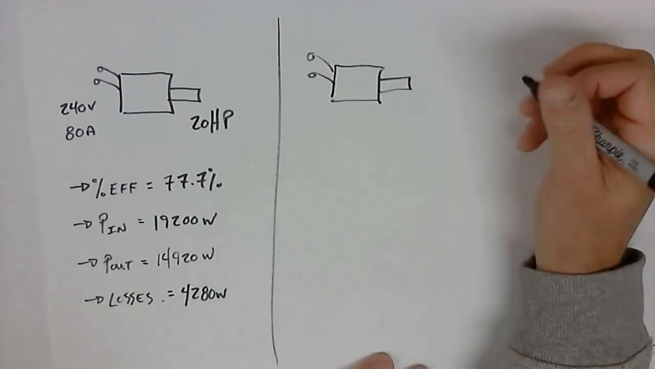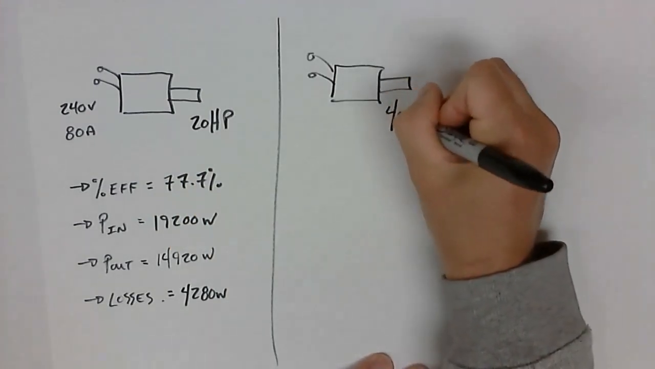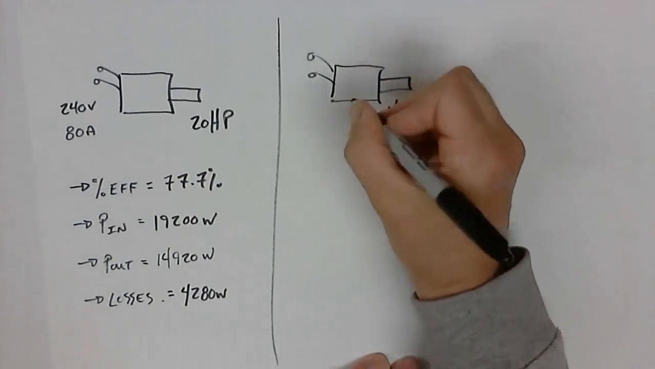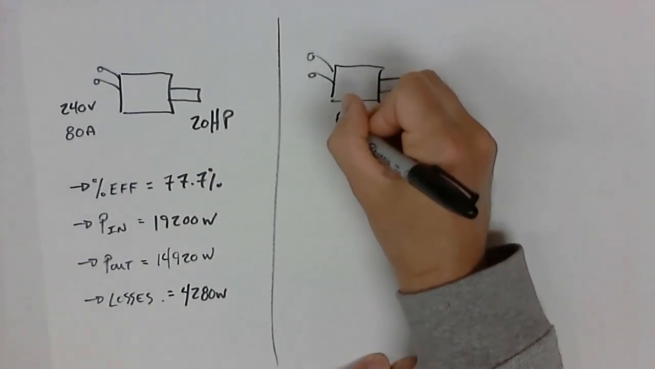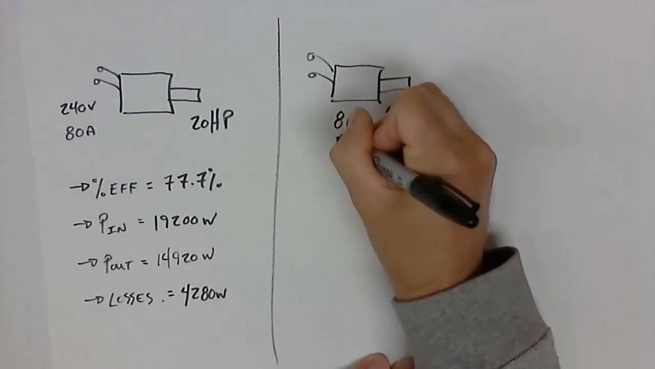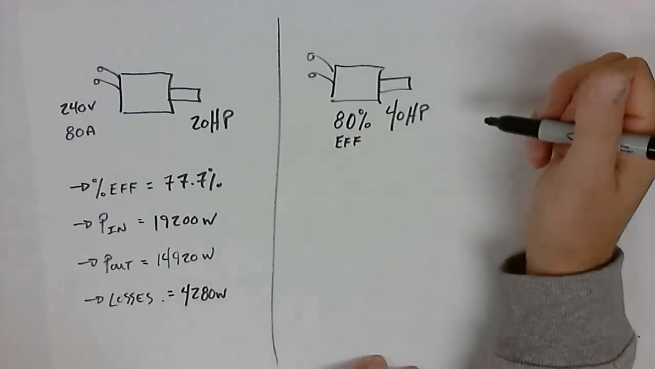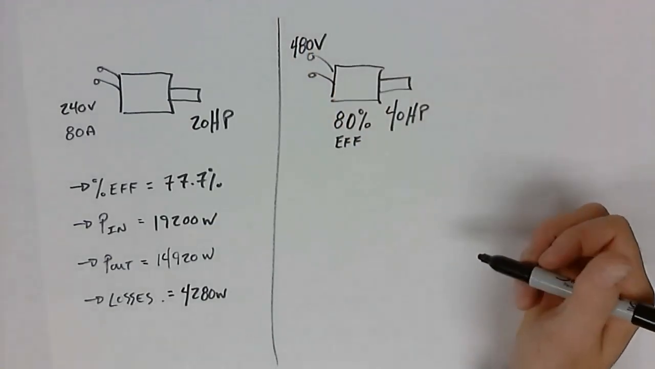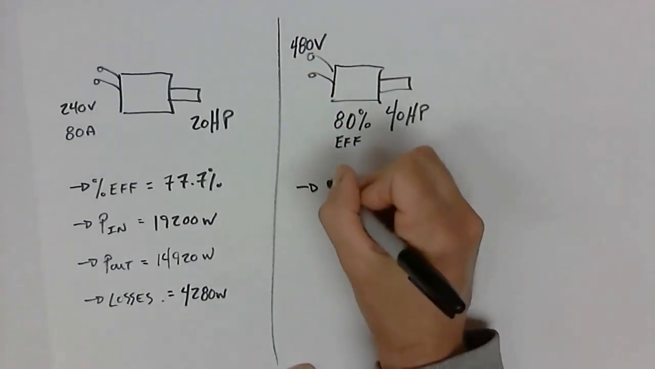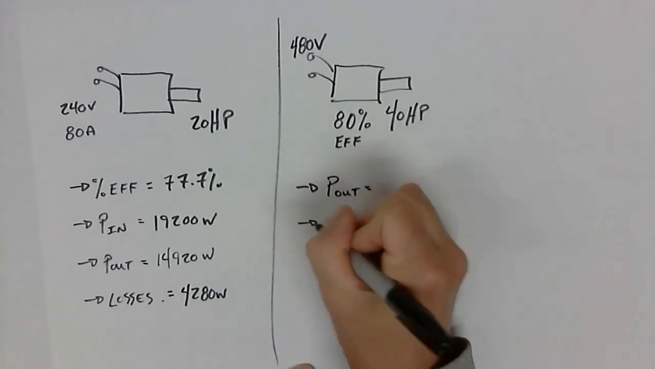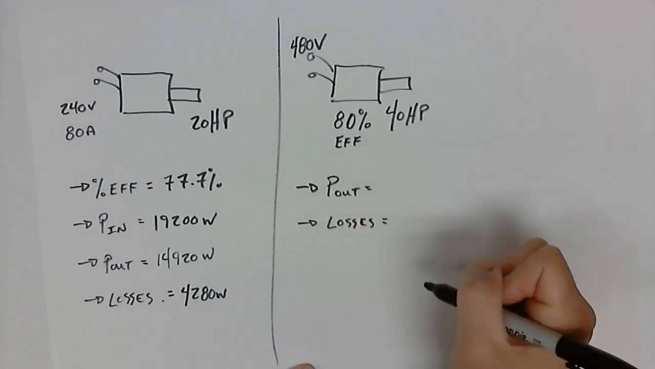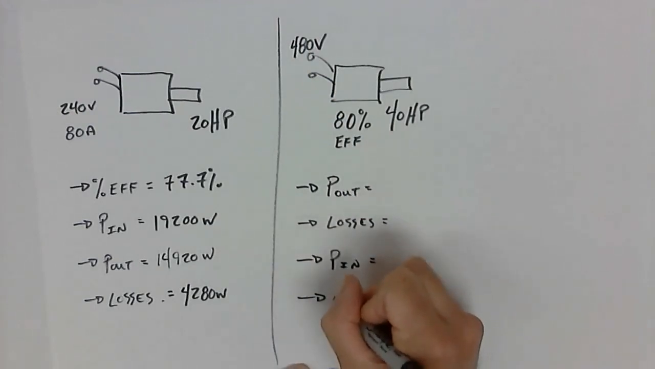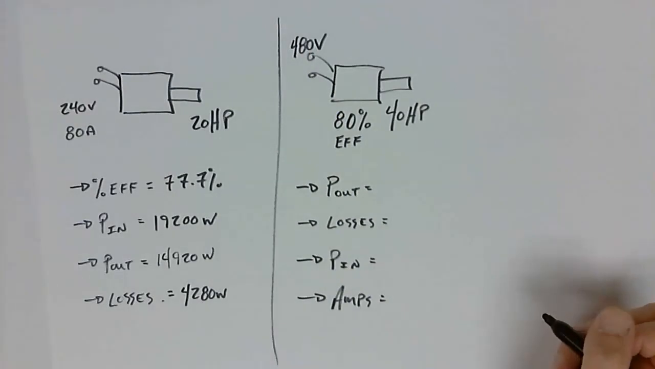This motor here is, let's say, 40 horsepower. And what we are told is that it is, let's say, 80% efficient. And the source voltage is 480 volts. So what we want to work out is what's power output, what are the losses, what's power input, and finally, what's the amps? How many amps is it drawing?